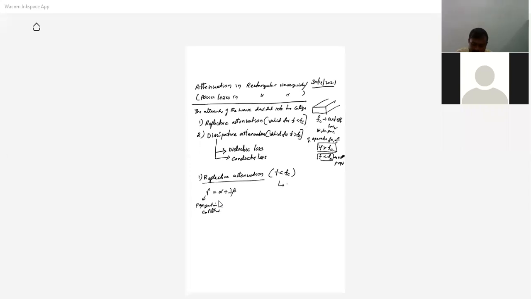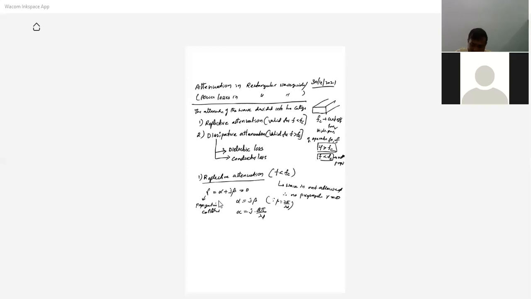In this case, the wave is not allowed, which means there is no propagation. So no propagation means gamma is equal to 0. You can write alpha is equal to j beta, where beta is equal to 2 pi by lambda g, which we already know.